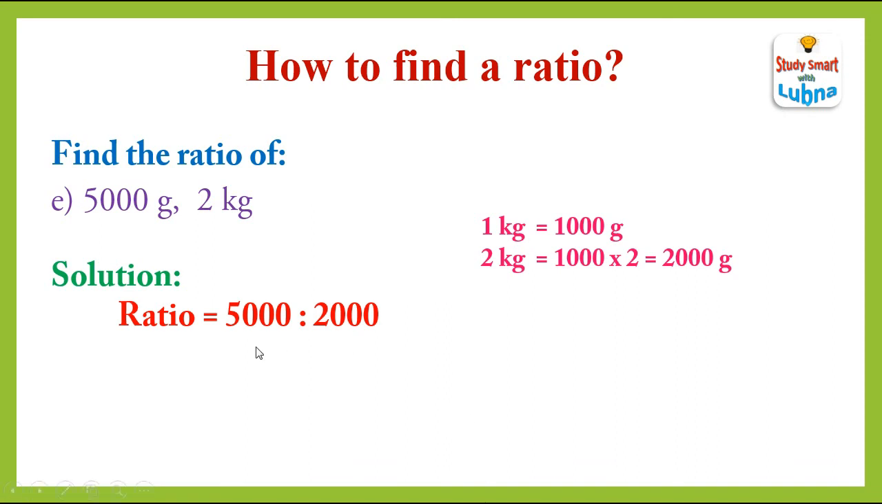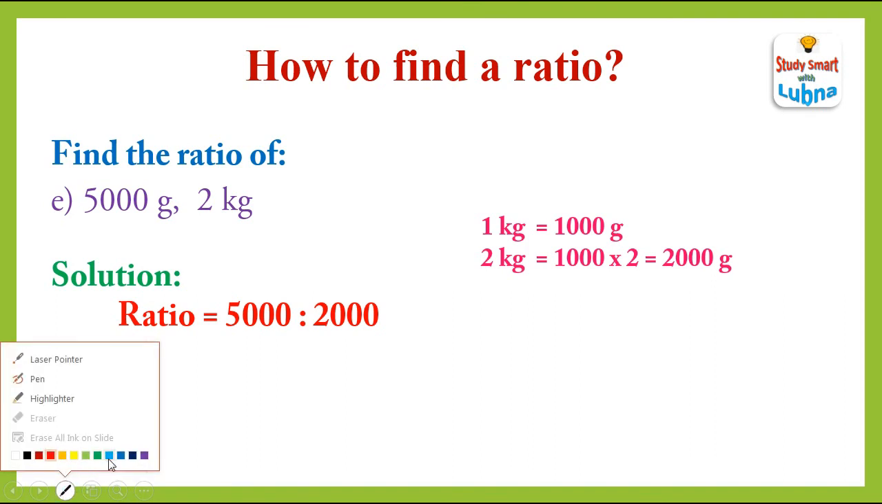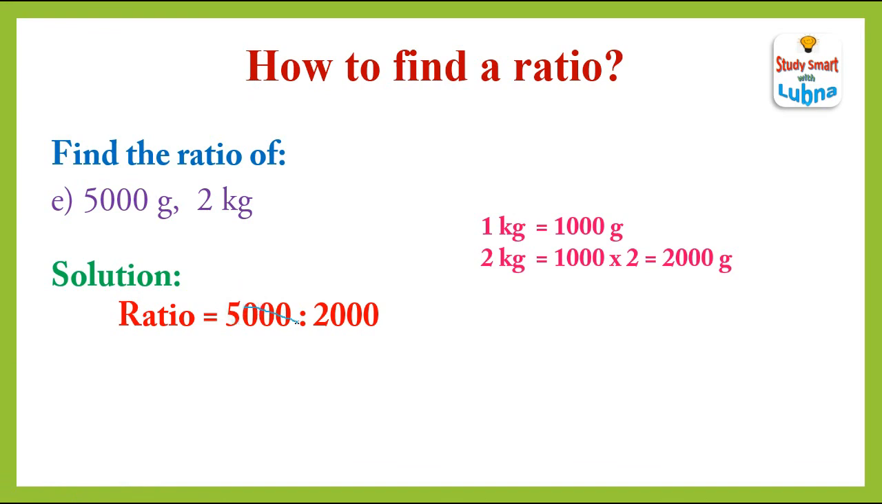Then the ratio will be 5000 and 2000. After this we will cancel the zeros of both quantities. What will be left? 5 is to 2. So the ratio of 5000 gram and 2 kilogram is 5 is to 2.